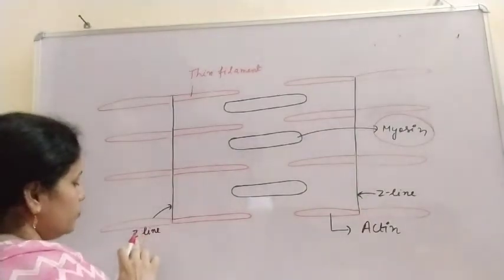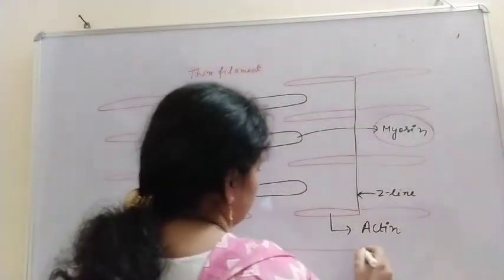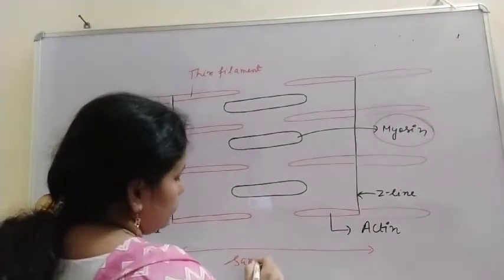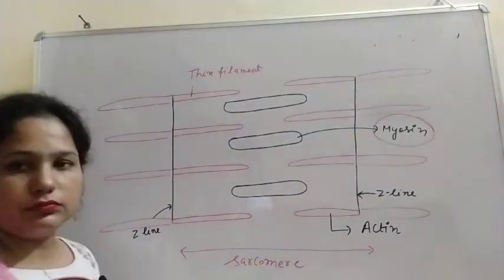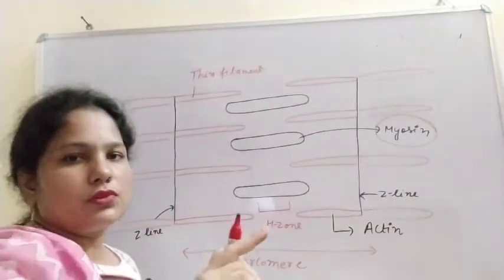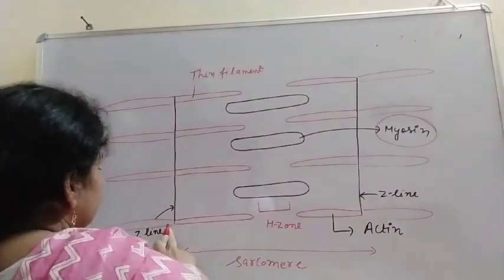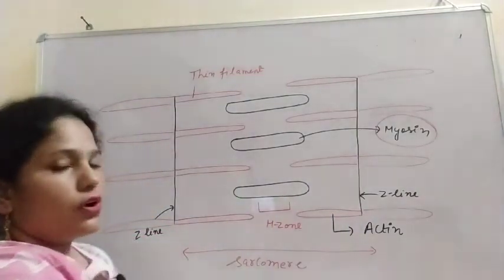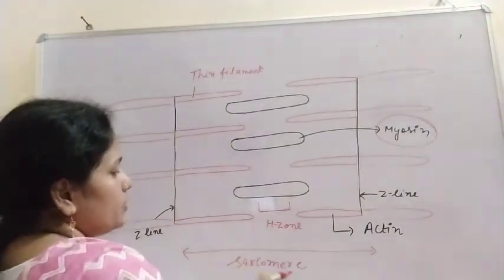and the distance between one Z line and another Z line constitutes one unit, and that is the sarcomere. So the distance between the first Z line and the second Z line is the functional unit of the myofibril, known as the sarcomere.